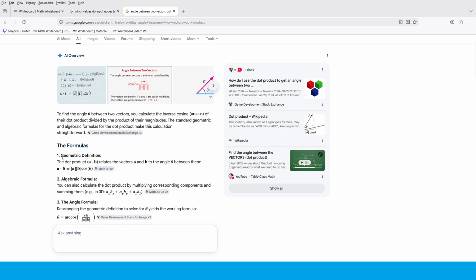See, the geometric definition: the dot product relates the vectors a and b to the angle theta between them. A dot b equals the magnitude of a times the magnitude of b times cos theta. So if you divide a dot b by the magnitude of a times the magnitude of b, then you get cos theta.